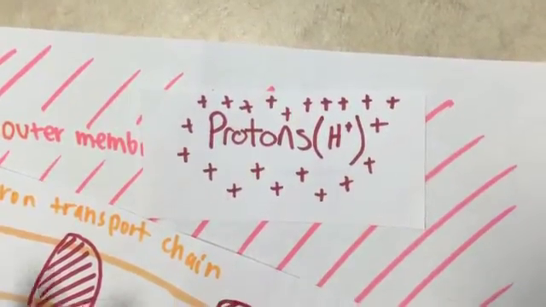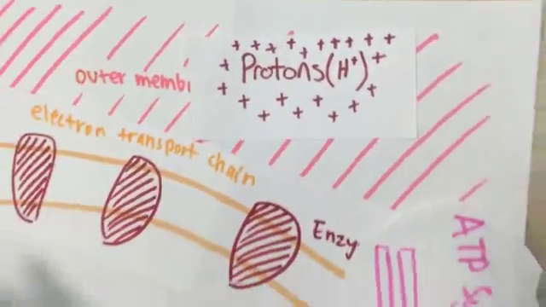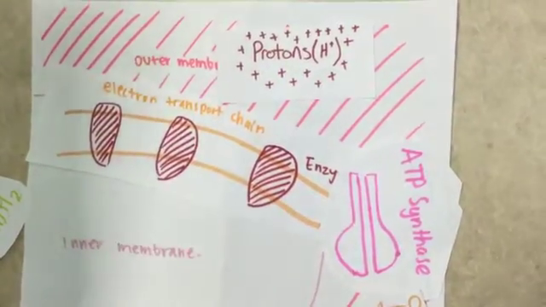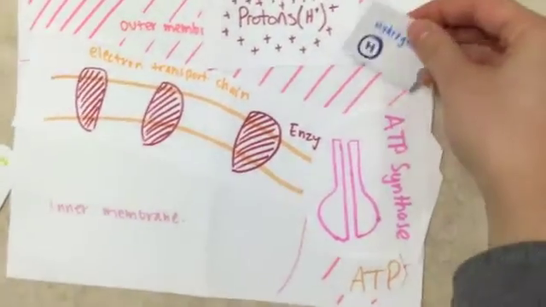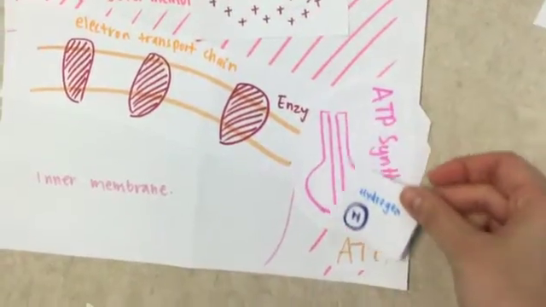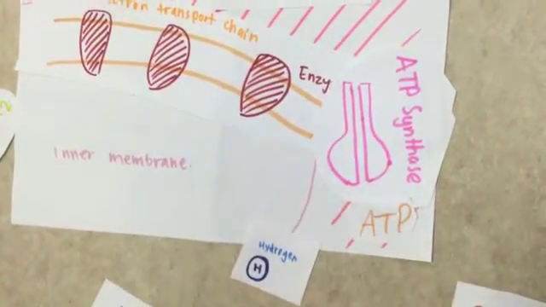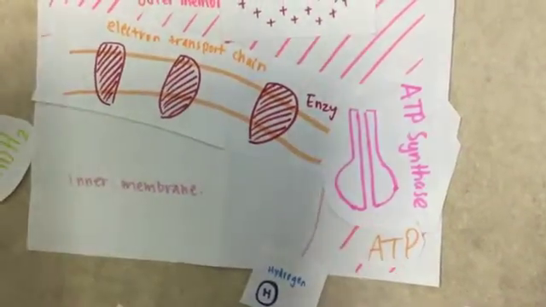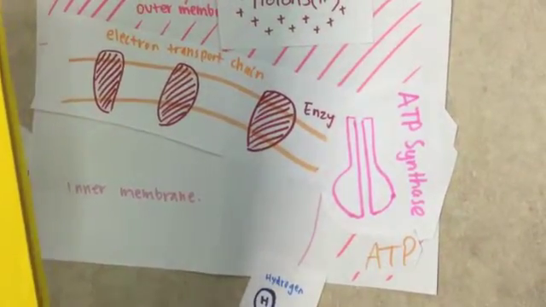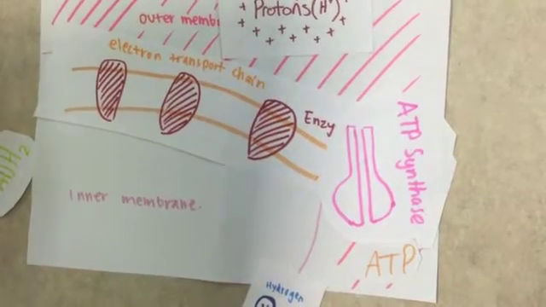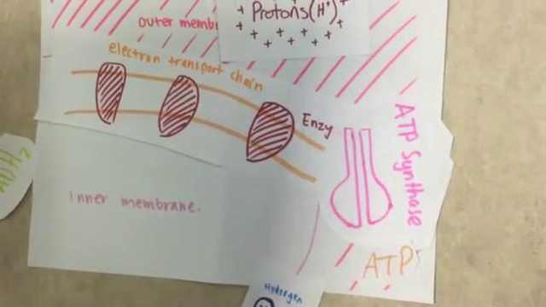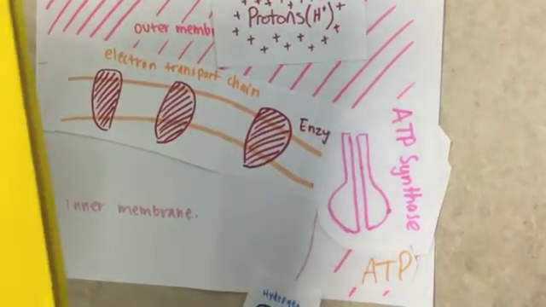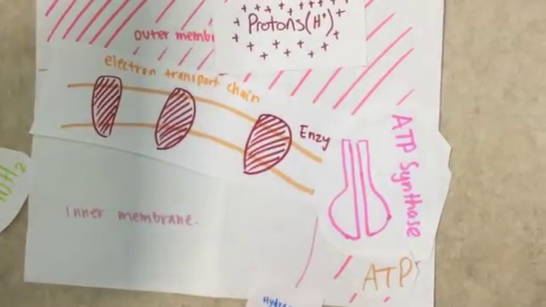So as all these protons gather in the outer membrane, they will want to go back into the mitochondrial matrix, and so they will flow through the ATP synthase, and through this, ATP will be created through the process of chemiosmotic phosphorylation. And all of these components of cellular respiration overall happen independently, and they are not linear.